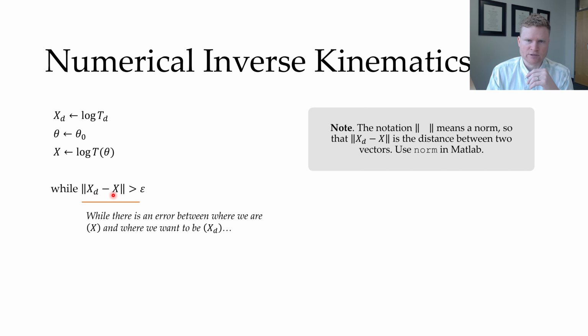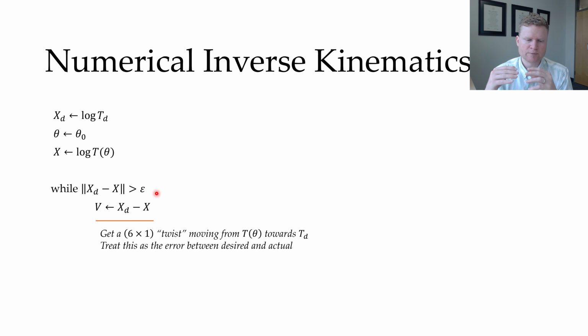So while the error between these two, this norm, is greater than some value, call that sigma, we're going to go through this loop. In the first step of the loop, I'm going to try to find what direction my robot needs to go in order to reach this desired transformation matrix. So I'm going to take the subtraction between x of D and x. I'm going to call that V. And again, this is a twist, in quotes, that moves from my current transformation matrix T towards T of D. You can treat this as just an error between your desired and your actual. So this is a vector that will move me in the direction that I need to go.